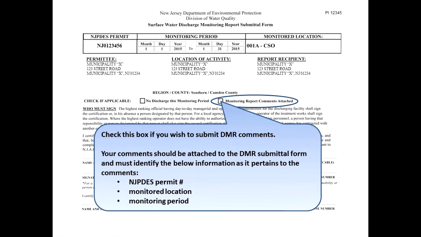Also in the middle of the form, you will find a checkbox associated with submitting comments on the monitoring report. Permittees should check this box if they wish to submit comments on information provided in the DMR. These comments will assist the department in reviewing the information provided or not provided on the form. Comments should be attached to or submitted with the DMR submittal form and must identify the NJDEP's permit number, the monitoring location, and the monitoring period associated with the comments.